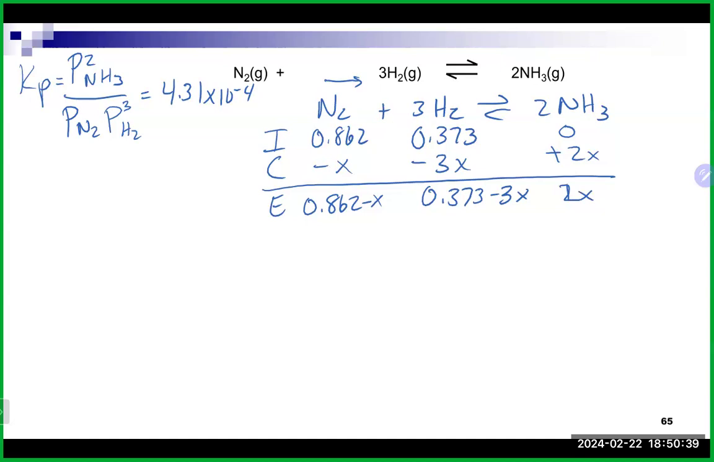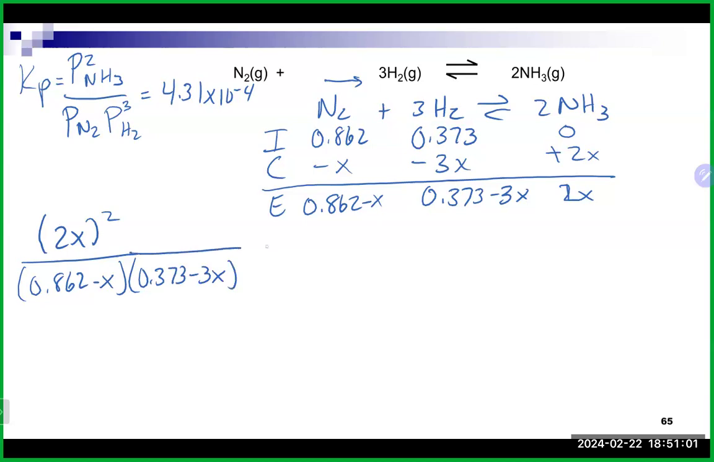Just like everything else that we did with concentrations, we're going to take what we have here and go into our expression. And that will give us something that looks like this, I think. 2x squared divided by 0.862 minus x times 0.373 minus 3x. And that's going to equal 4.31 times 10 to the minus 4. We obviously want to solve for x here, and I do need to cube the bottom guy as well, as it is cubed right there.